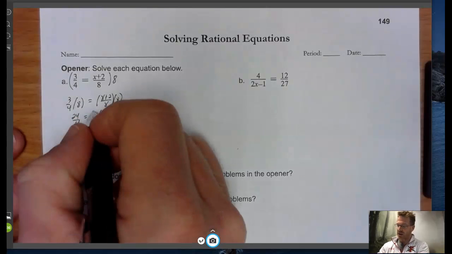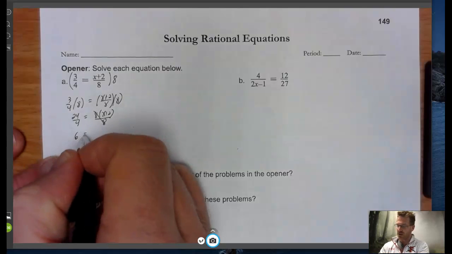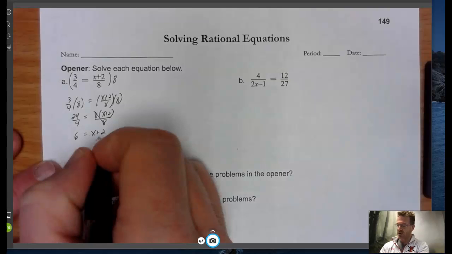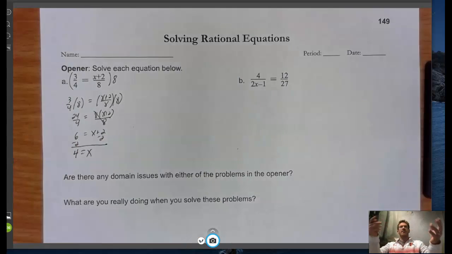And so notice 8 divided by 8 is 1. 24 divided by 4 is 6, so I get 6 equals x plus 2. And I could just subtract that 2, and I get 4 is equal to x, which was the same solution that you got just a moment ago. So that's really what's happening.